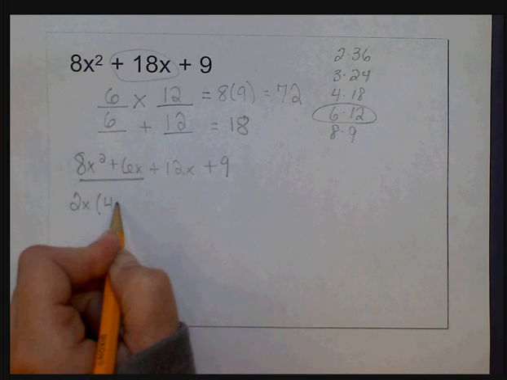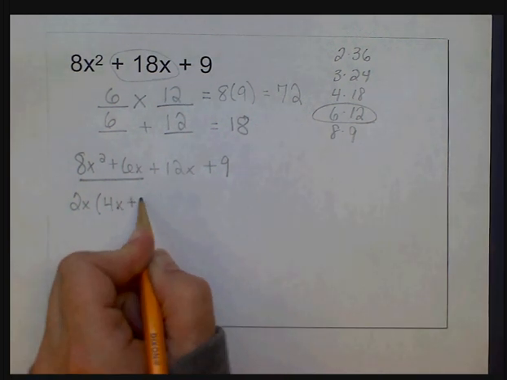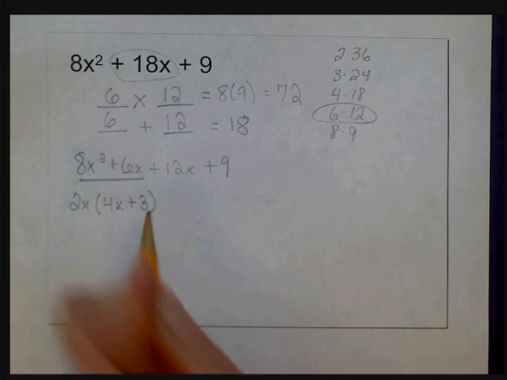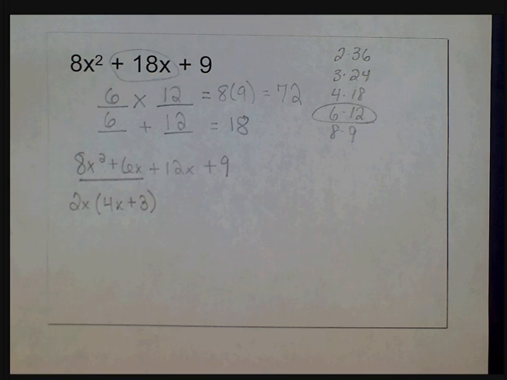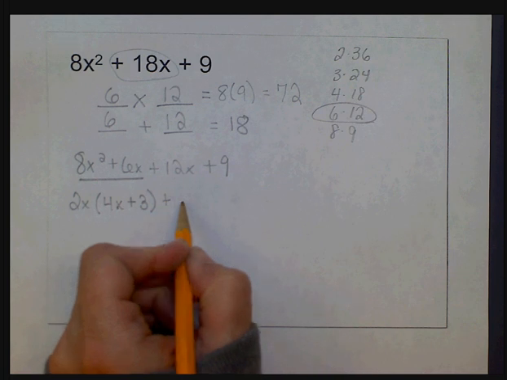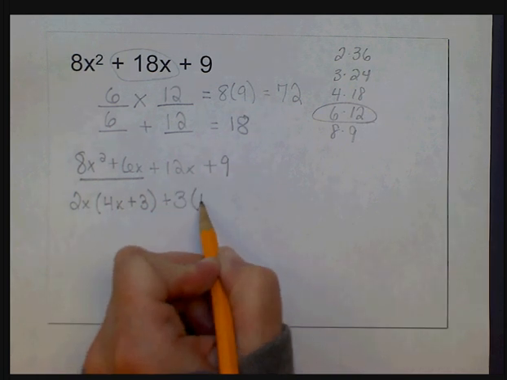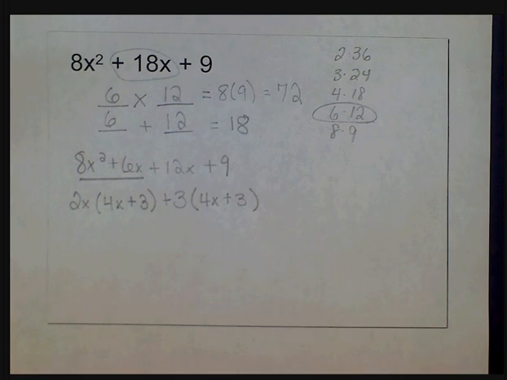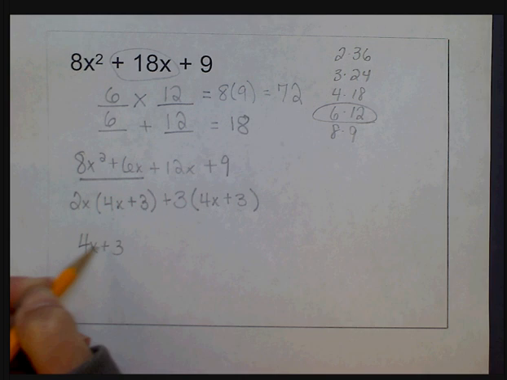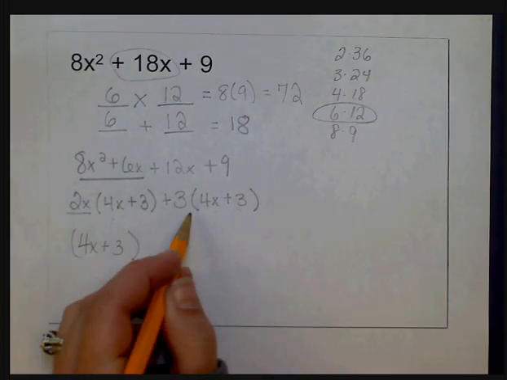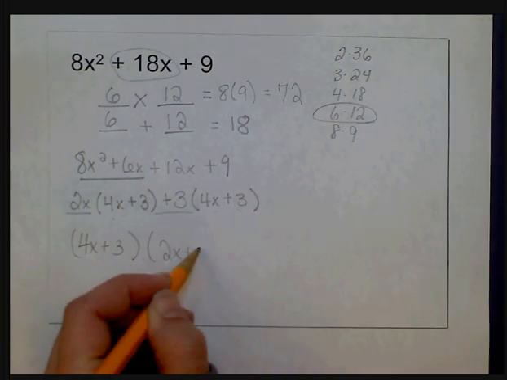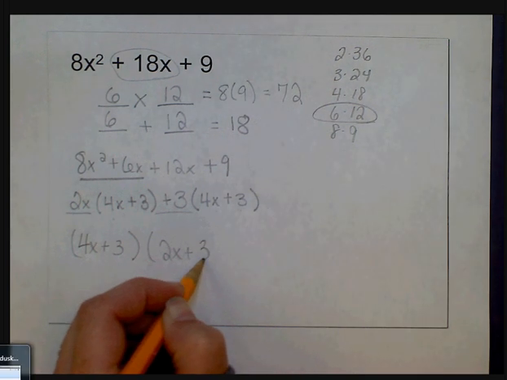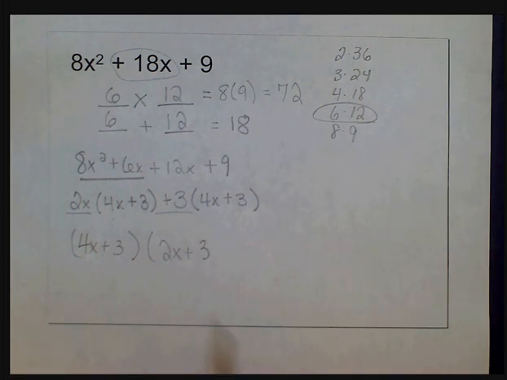So 4x times 2x will give me 8x squared, and 2x times 3 will give me 6x. And then 12x and 9, they have a 3 in common. So 3 times 4x will give me 12x, and 3 times 3 will give me 9. So again, it works because I have the same thing inside the parentheses. So I pull that out in front, 4x plus 3, and then my leftovers come together to make the second factor, 2x plus 3.